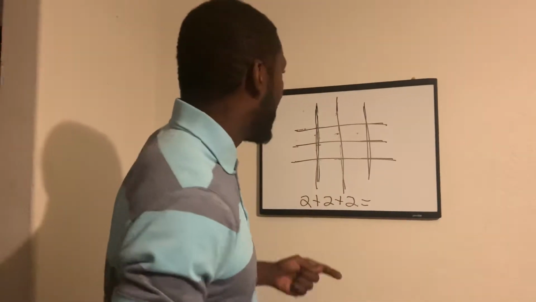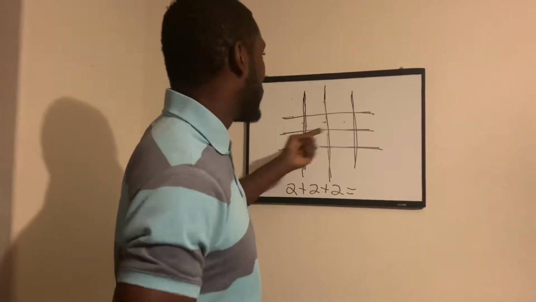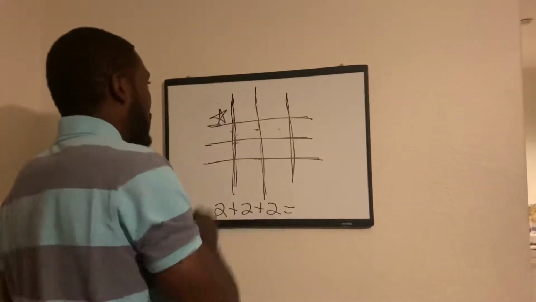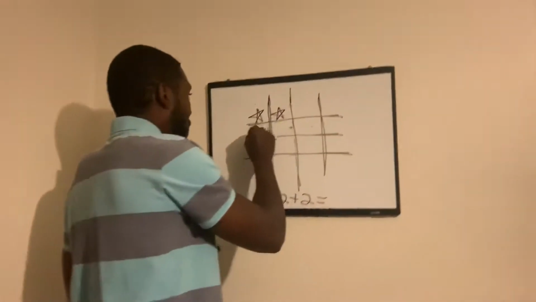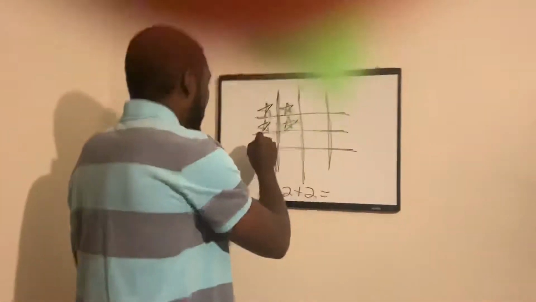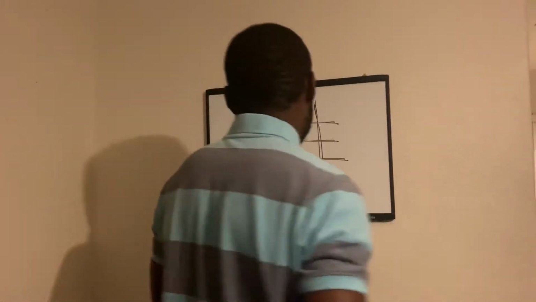So what I'm going to do is I'm going to put 2 stars in each of my rows, okay? So, I will put a star right here, star right here. Okay, that's 2 in one row. Okay, star right here, okay, that's my second row, and then a star right here, and a star right here. Okay, that is my third row.